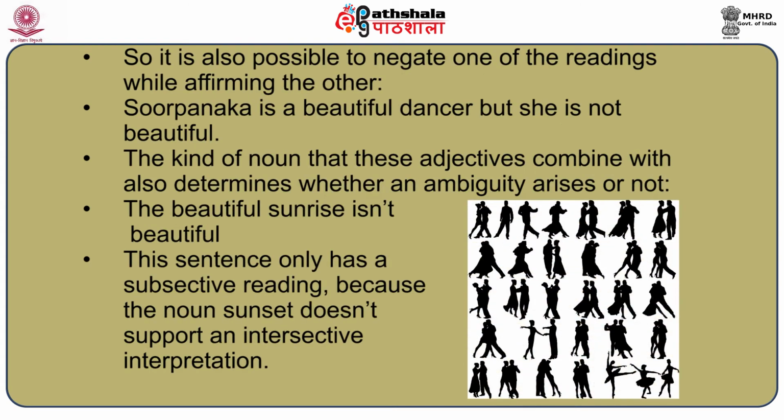So it is possible to negate one of the readings while affirming the other. Shurpanakha is a beautiful dancer, but she is not beautiful. The kind of noun that these adjectives combine with also determines whether ambiguity arises or not. The beautiful sunset isn't beautiful. This sentence only has a subsective reading because the noun sunset doesn't support an intersective interpretation.